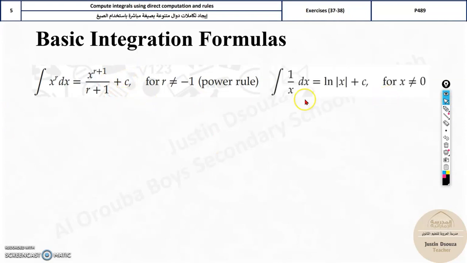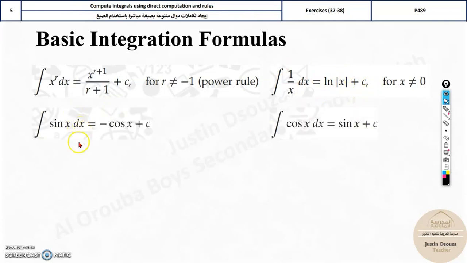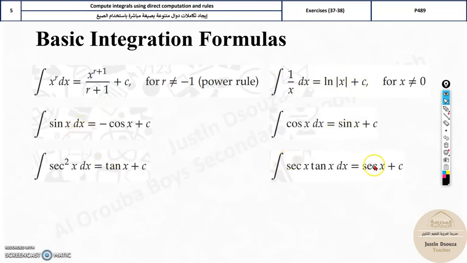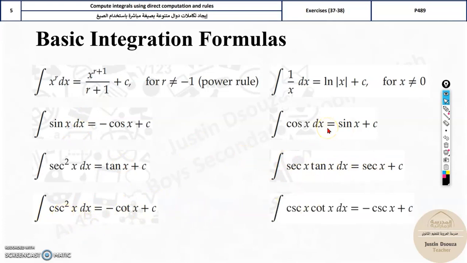And now few of the basic formulas. 1 by x dx. See, it's like opposite to what is derivative. If you have remembered the derivative formulas, then these integral formulas will be easy because they are similar to it. 1 by x dx is natural logarithm magnitude of x plus c.